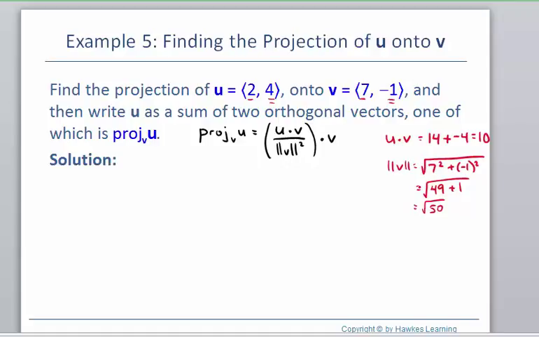Okay, so let's go back to our formula and plug these values in. I'm going to have my dot product on the top, which we said was 10. I'm going to have the square root of 50 on the bottom, and then I have to square it. And I'm going to be multiplying it by vector v, so that vector v is (7, -1). I'm going to do a little simplifying. The square root of 50 squared is just going to be 50.